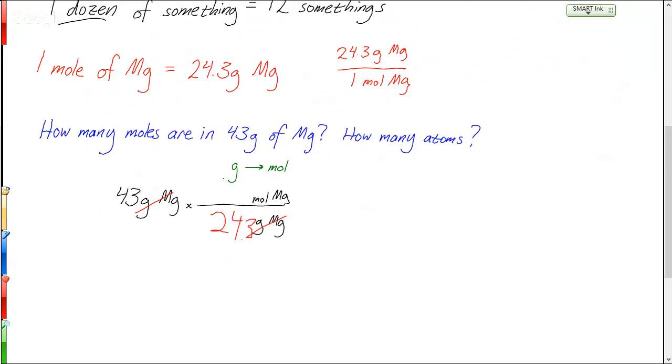24.3 grams in 1 mole. So it's that equivalence from before. At least we can finish that. Oh, there it goes. All right. Back. Okay. Now we can complete that calculation.